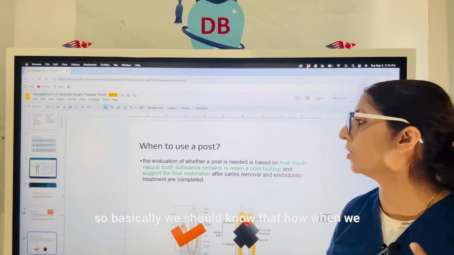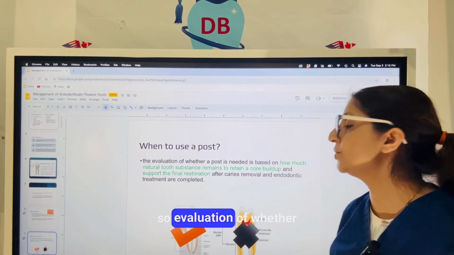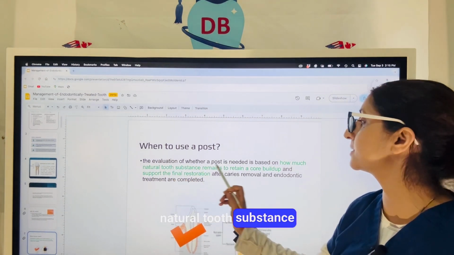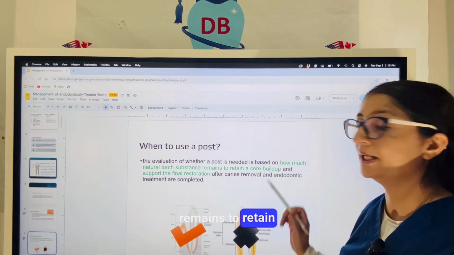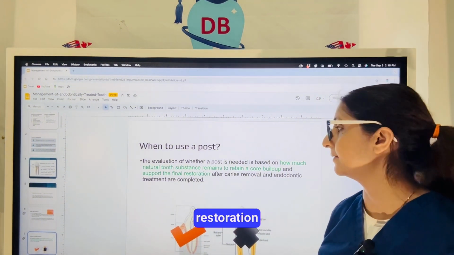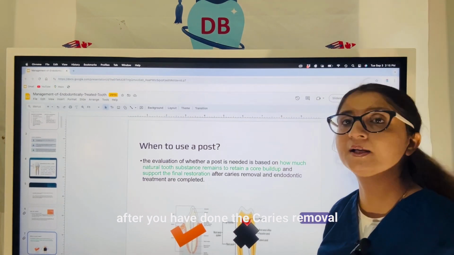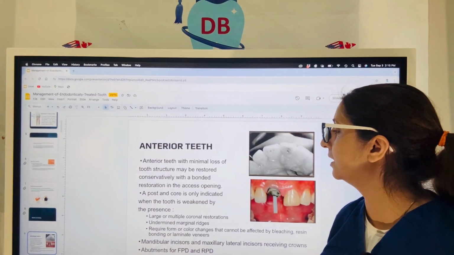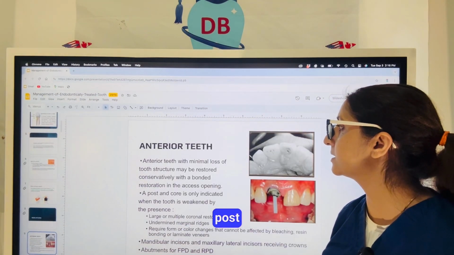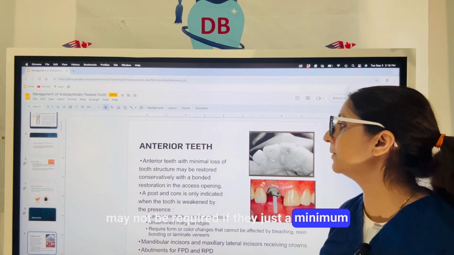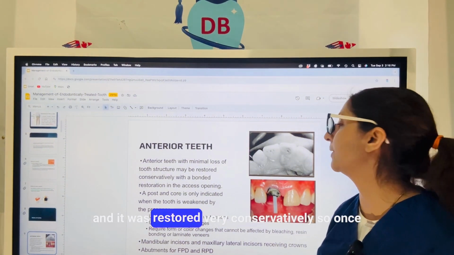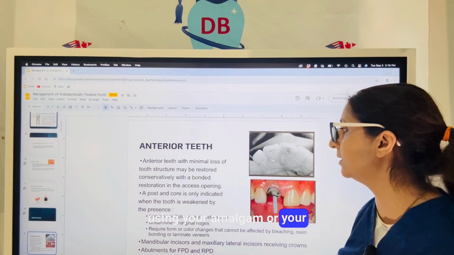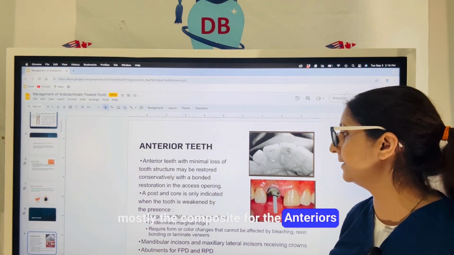So basically we should know when we should use a post. Evaluation of whether a post is needed or not is mainly based on how much natural tooth substance remains to retain a core buildup and support the final restoration after you have done the caries removal and the endodontic treatment is all completed. For the anterior teeth, post may not be required if there is just a minimum loss of tooth structure and it was restored very conservatively. So once you have done the RCT, you can just plug the access opening by using your amalgam or your composite, mostly the composite for the anteriors.